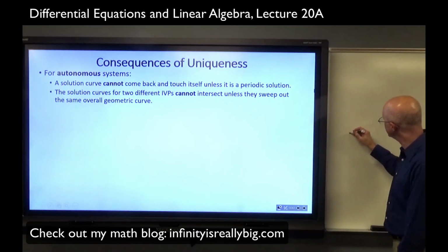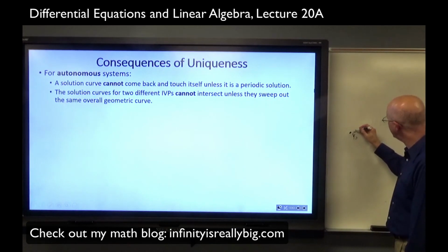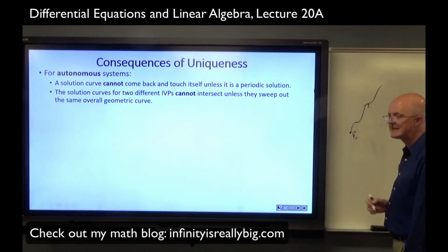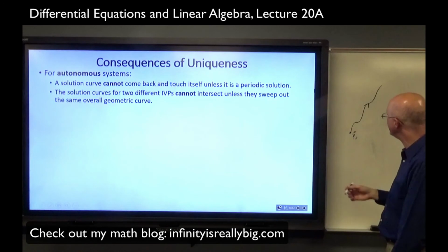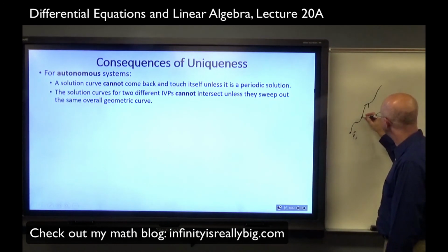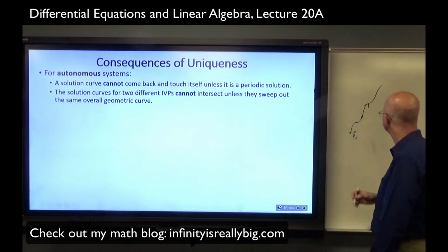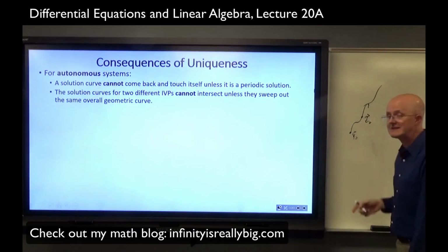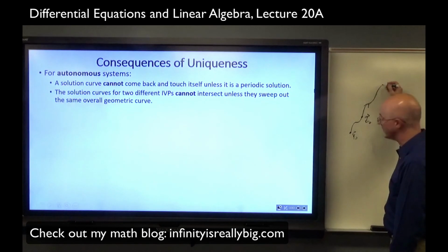The solution with this initial condition at time 0, say, might give you a curve that looks like this. You could have another initial value problem starting at another point at time 0, call it z sub 0, along that same curve. It will follow the same curve. It will be the same curve.